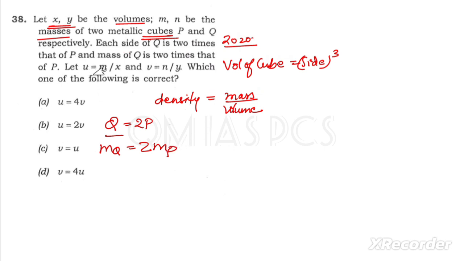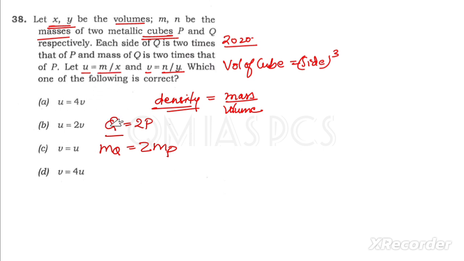Let u is equal to m by x and v is equal to n by y. What is u? If you don't know about this one, still you can solve this, because it is given that u is equal to m by x, v is equal to n by y, and actually u and v are the density. It is not given here, but actually this is the density. That's a funny thing. So we have to find the density ratio.